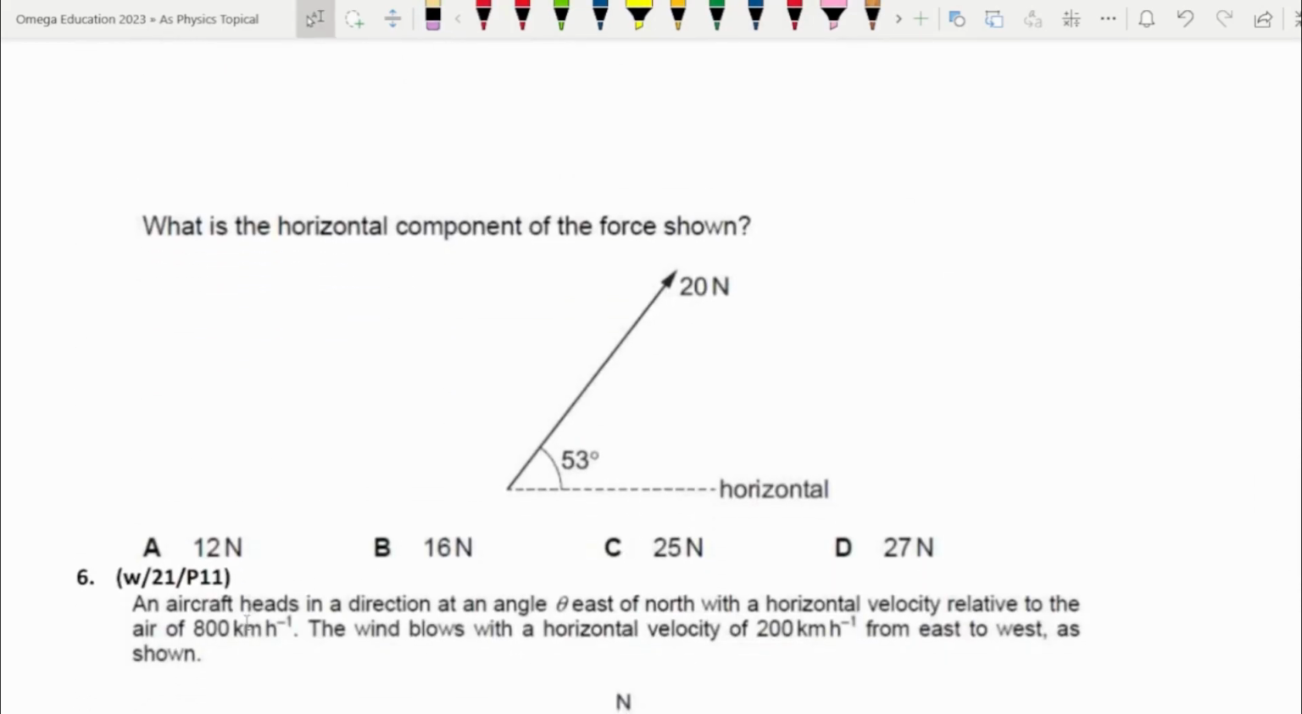Let's move on to the next one. What is the horizontal component of the force? So this one is very easy. The horizontal component is given in this direction. If it is with the angle directly, it would be 20 cos theta. So 20 cos 53 would be 12 point something. So A is the right answer for question number 5.